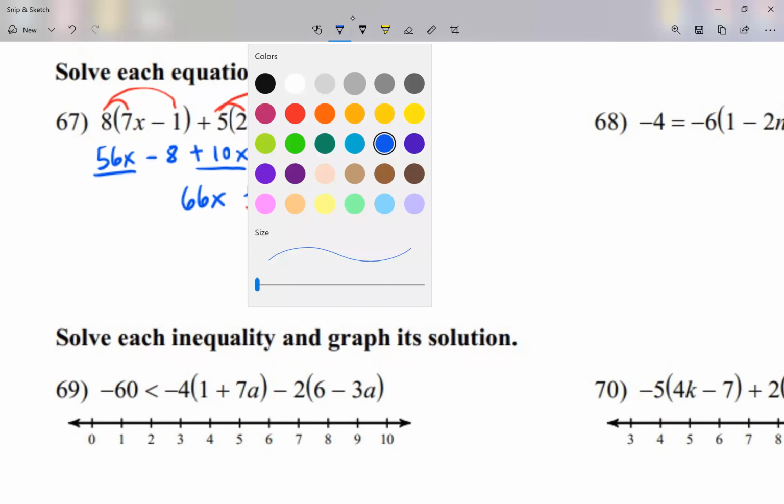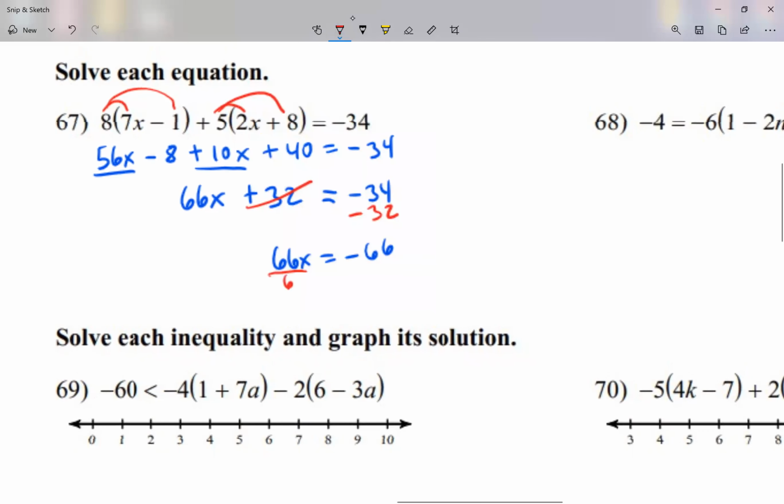Then to finish this, let me divide by the number in front of x. So in this case, 66. And I'm going to get that x is equal to negative 1.